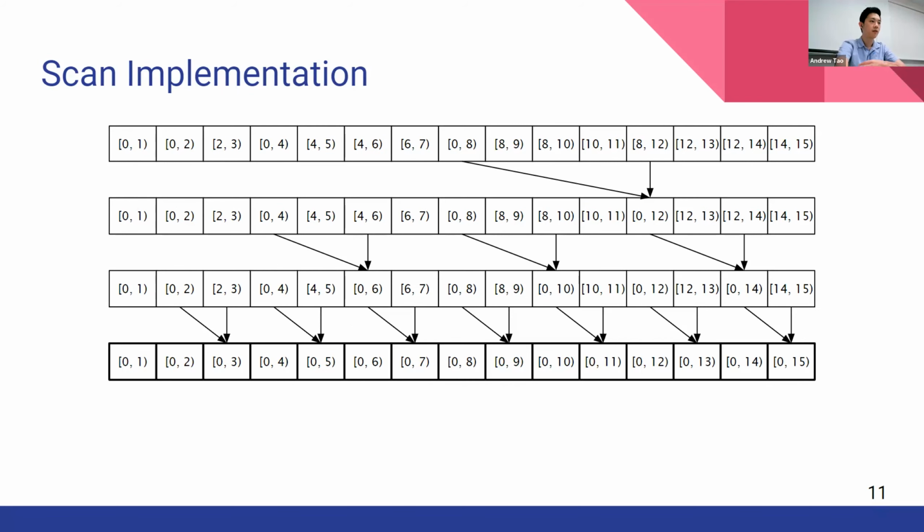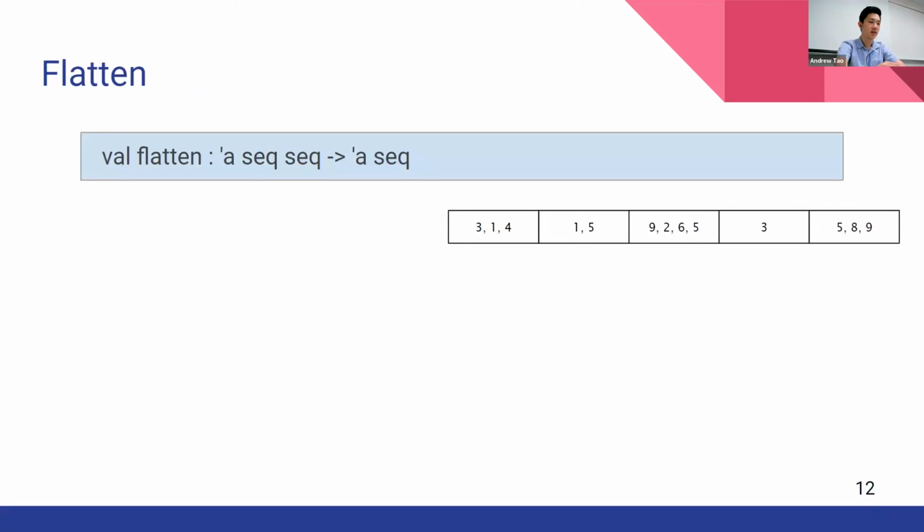So next, let's talk about flatten. Flatten is just like a List.concat. It takes a nested sequence of sequences and flattens it out into one single sequence. And the way you can do this is pretty simple.